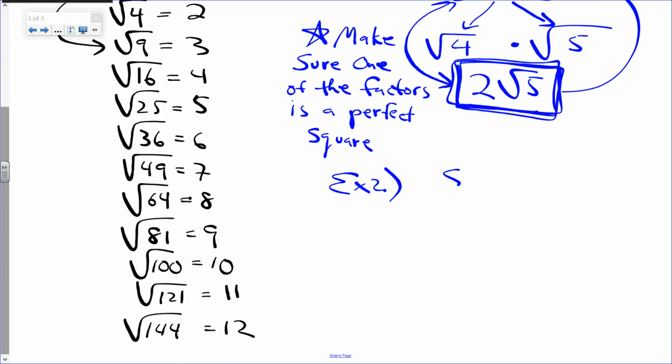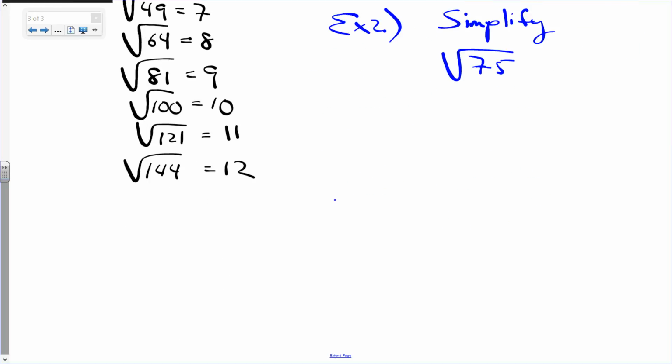Let's simplify the square root of 75. Now, before I even simplify it, I have to ask myself, is the square root of 75 a perfect square? Is there such a number that multiplied by itself becomes 75? It's not, so let's break it down.